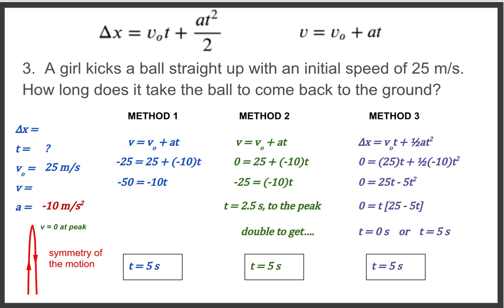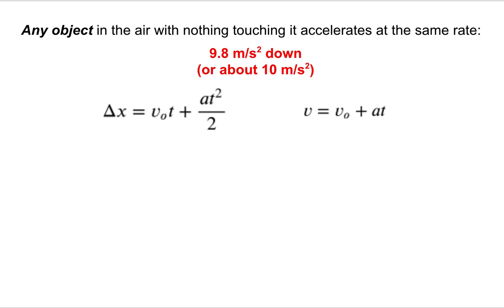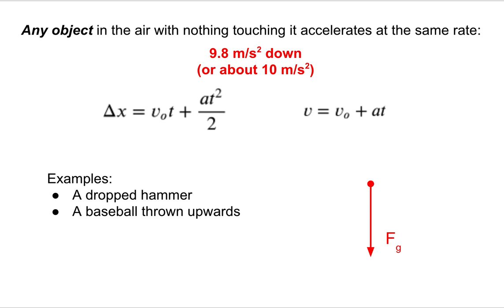All right, quick summary then. Anytime an object is in the air with nothing touching it, the acceleration can be assumed to be officially 9.8 meters per second squared, but in our regular problem solving, we'll use 10. If we do a lab, we want to use 9.8 here, like we did in the past with the gravitational field strength. Now, when does this apply?